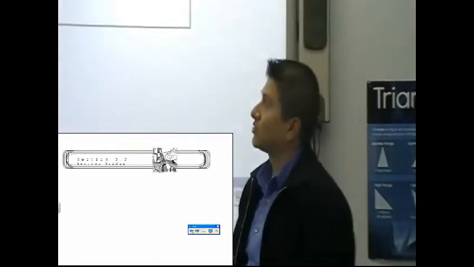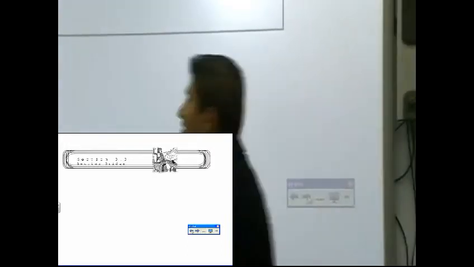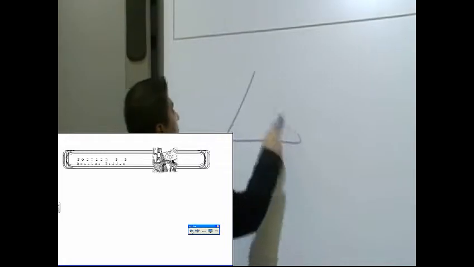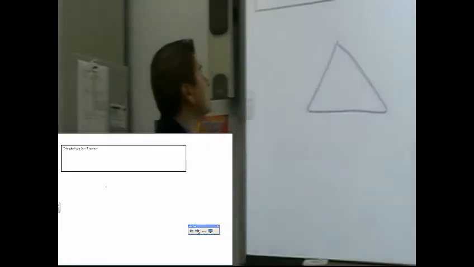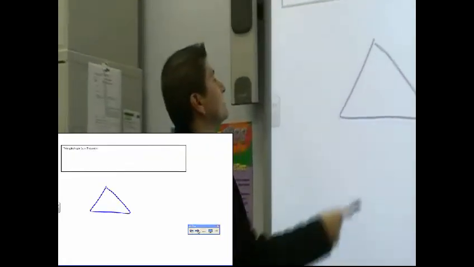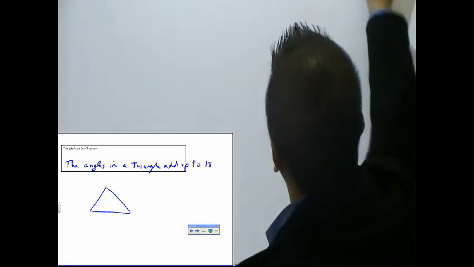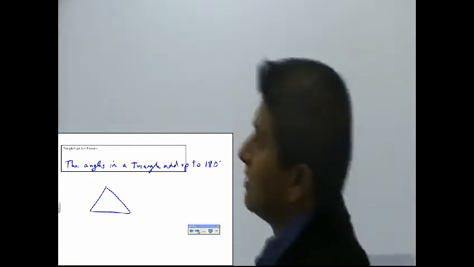Here we go. Triangle angle sum theorem. Here's what this says. We're talking about a triangle. You've heard of this already, so let me just go quickly through it. It says this: the angles in a triangle add up to 180 degrees. You know that already.